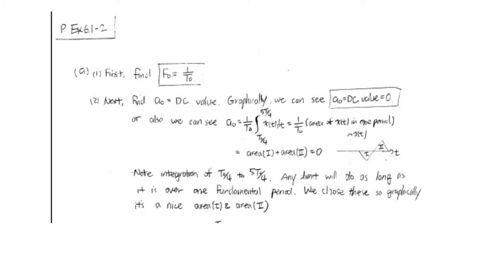So 2 ways to find it. One is graphically looking at it and looking at the areas under the curve, but the other thing is you can just see that this is a triangle wave with no DC offset. So the DC offset is 0, so a0 is also 0.